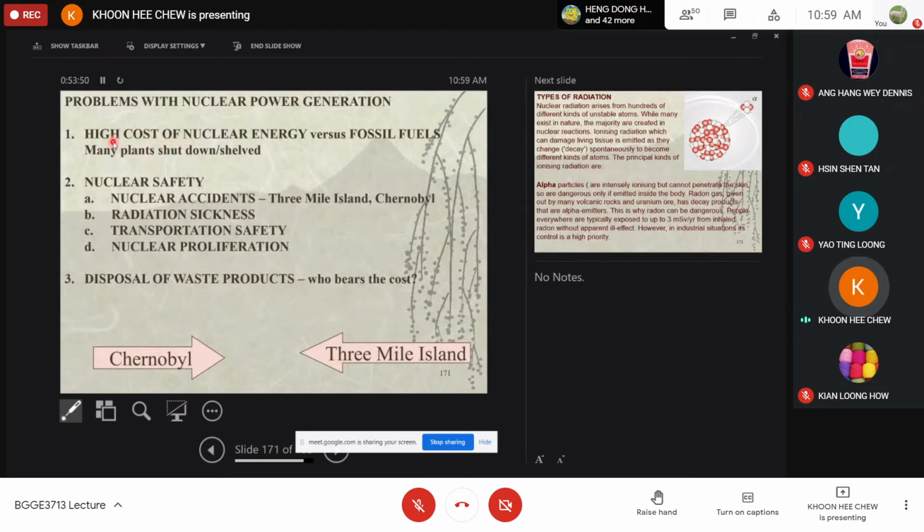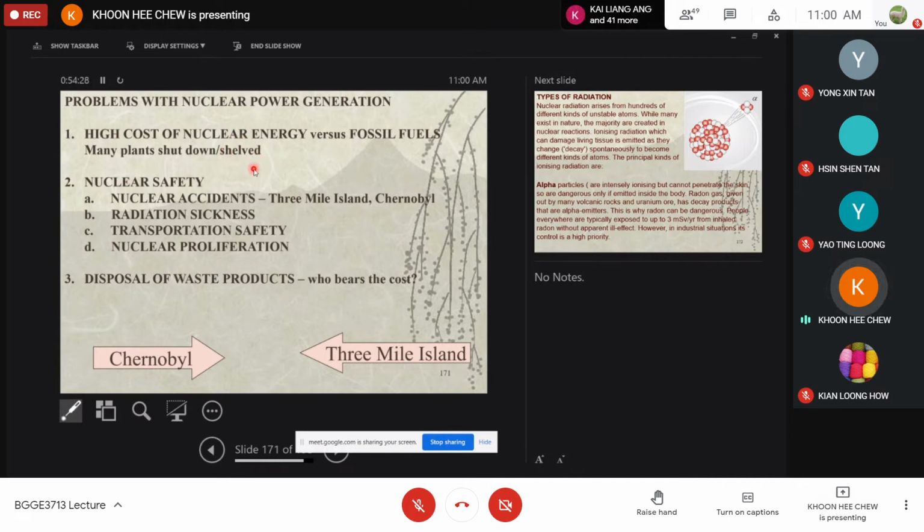The first thing is the high cost of nuclear energy versus fossil fuel, because the building of a nuclear power plant is very costly, especially the maintenance, because it is very dangerous. In case an accident happens, it may cause a big problem. So it is very high cost to maintain and operate a nuclear energy plant as compared to fossil fuel. Because of that, after certain years many plants are shut down, or instead of building the plant, because the maintenance cost is too high, they just shelve it, stop it halfway.